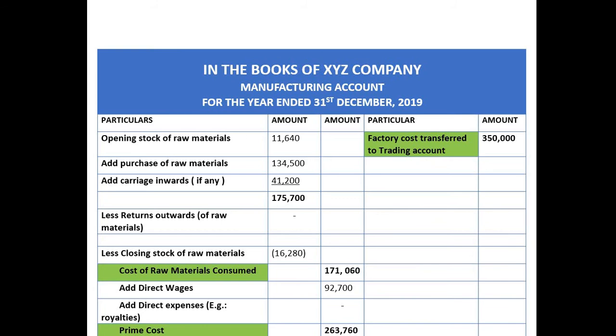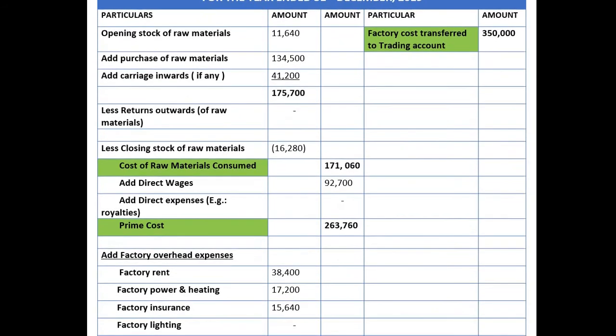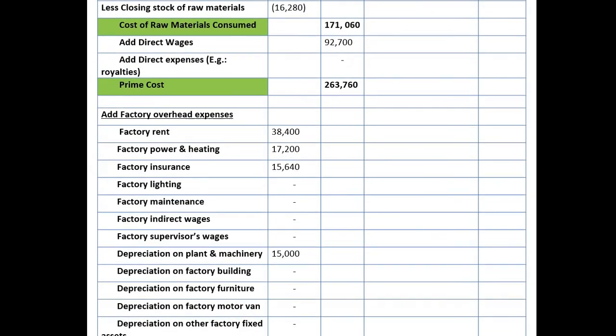When cost of raw material consumed or used is added to direct wages, which is 92,700, again added to direct expenses, which here we are not given, we get what we call the prime cost, which here amounted to 263,760.